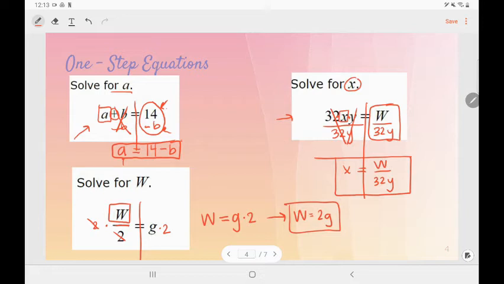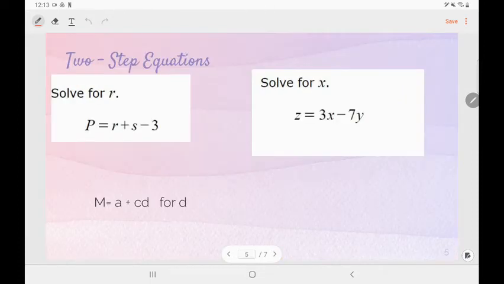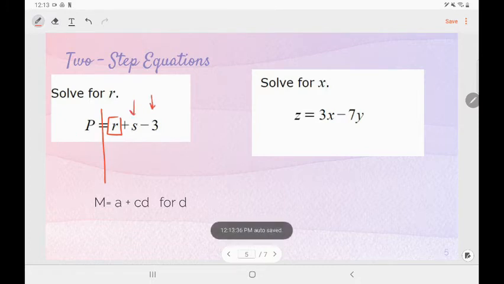All right, so all of these problems have been done in one step. So let's take it a step further and talk about solving if I have more than one step. On this problem, I need to solve for r. That means I am going to undo everything else that is on the same side as r. Notice p is on the opposite side, so you don't need to mess with that p. I'm just going to worry about the s and the minus 3.